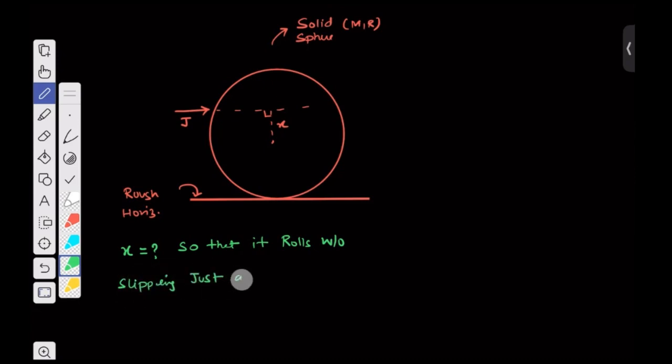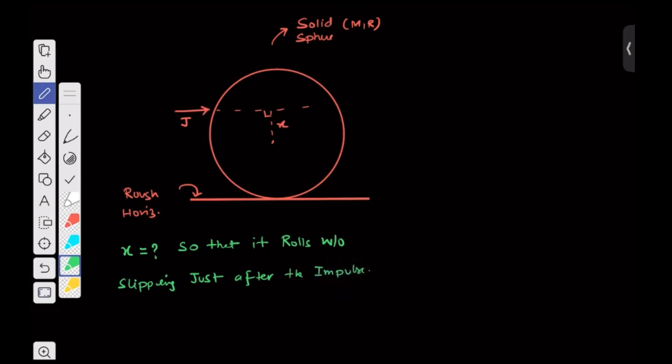just after the impulse. So maybe it is like the ball in that pool game, snooker, I think it is called. It is like the snooker ball that you are hitting with the cue stick, and we are hitting it at a height x from the center, and we are supposed to determine what must be x so that it rolls without slipping just after the impulse. All of you understood now what kind of situation it is?